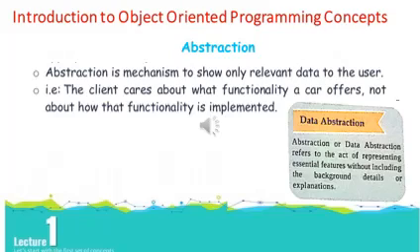Abstraction is the mechanism to show only the relevant data to the user. That is, the client cares about what functionality a car offers, not about how that functionality is implemented. Right? So abstraction, or data abstraction, refers to the act of representing the essential features without including the background details or the explanation.